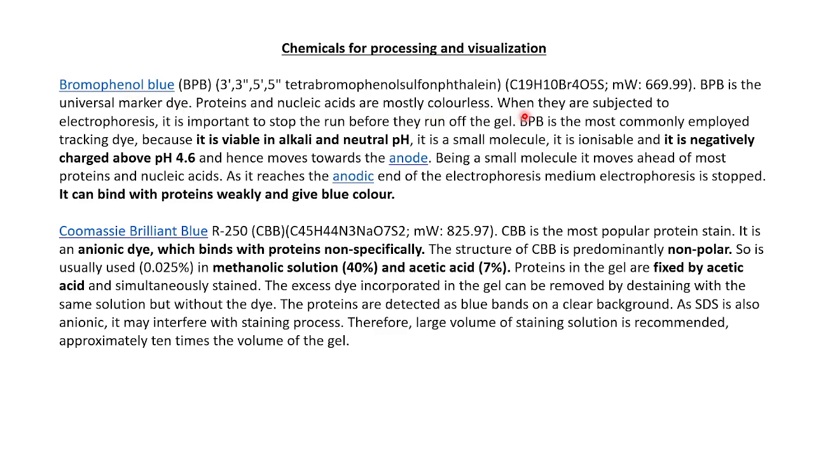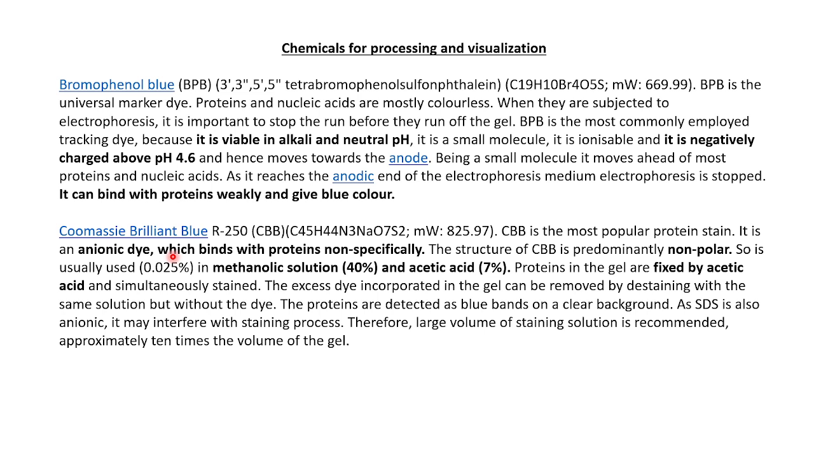So proteins and nucleic acids are mostly colorless when they are separated by electrophoresis. It's important to stop the run before the dye runs off the gel, so it's important to stain it using a tracking dye. So bromophenol blue is our tracking dye because it's viable in alkaline and neutral pH, and it's a small molecule, so it runs the fastest ahead of all the protein molecules that are usually of higher sizes. As it reaches the anodic end of the electrophoresis medium, it is stopped, and it can bind with proteins weakly to give them a blue color. So the color is attained, but it does not react with the protein.